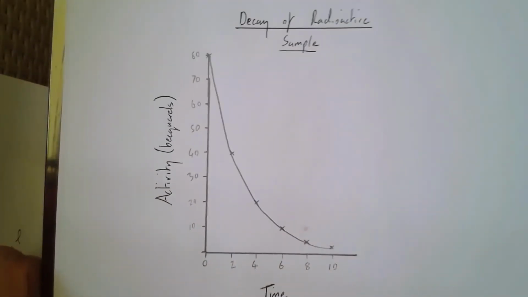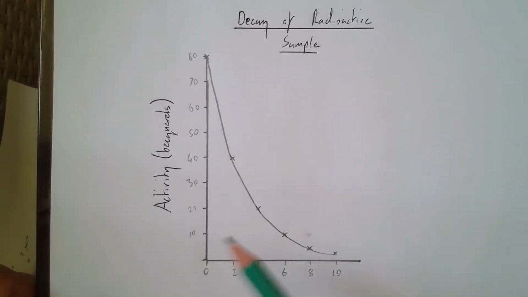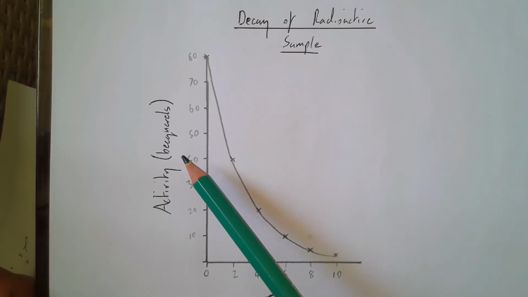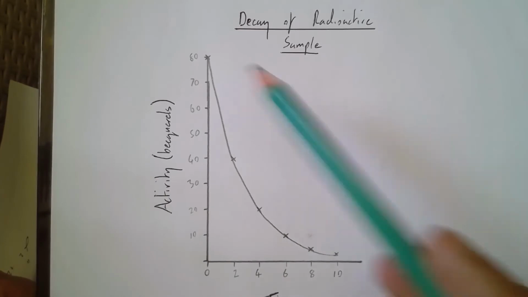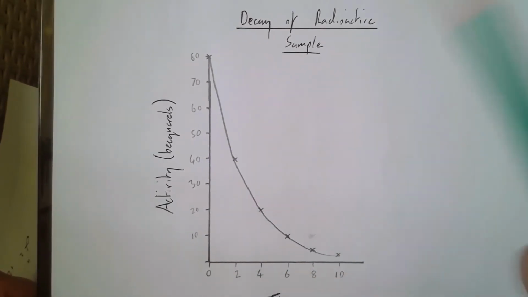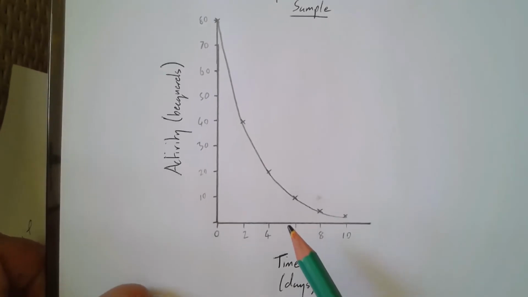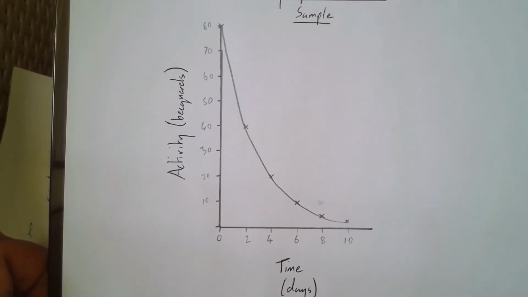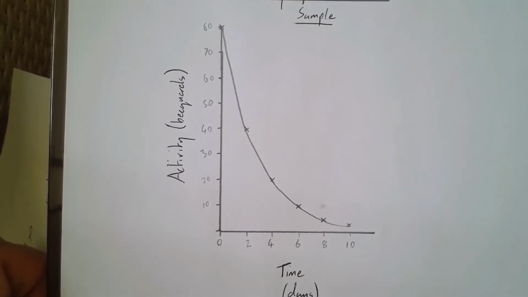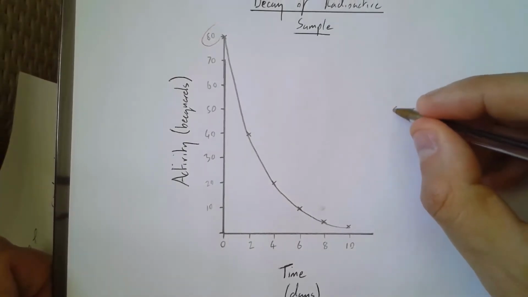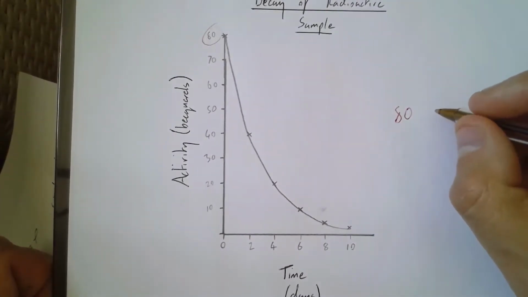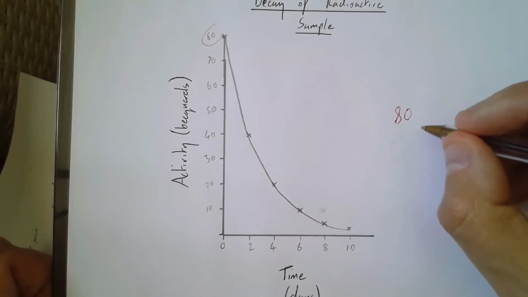So let's go back to our graph. Now in this graph you can see we have activity. It's measured in a unit of becquerels, which is a measure of radioactive activity, but don't worry too much about that. We're just looking at the numbers. And along the bottom we can see the time in days. Now at the start we have an activity of 80 becquerels, and we want to find out how long it takes to get to half of this.